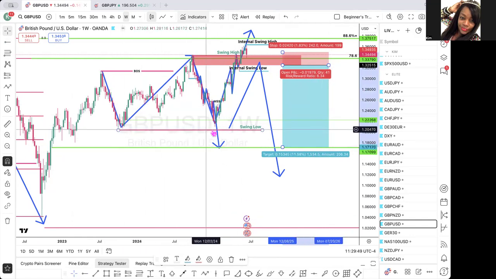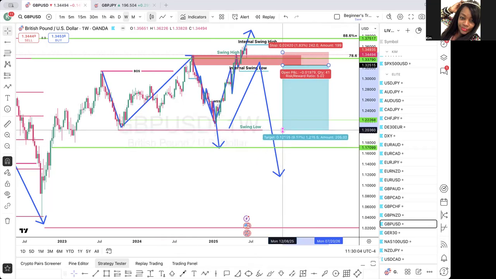So once you get a shift in structure, then you can start looking for your supply or demand zones and then selling it to, again, I like to take it to the low. 1,200 pips is way more than enough. Okay.